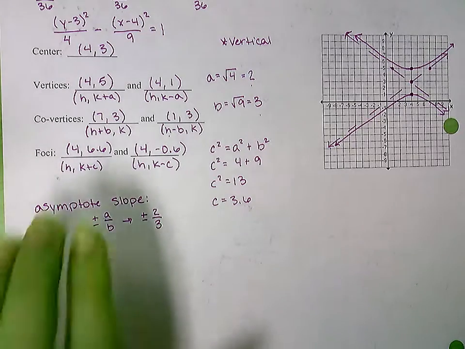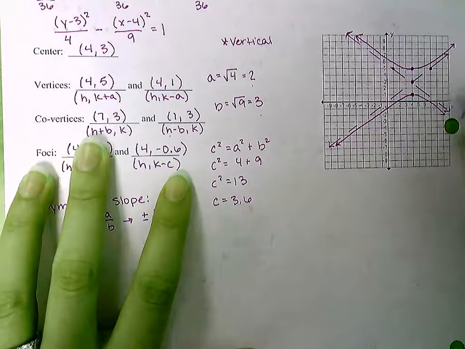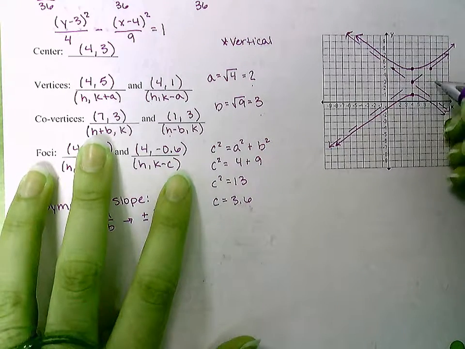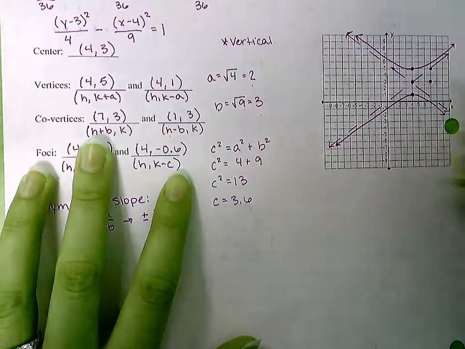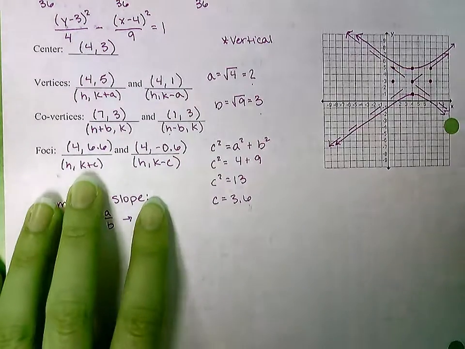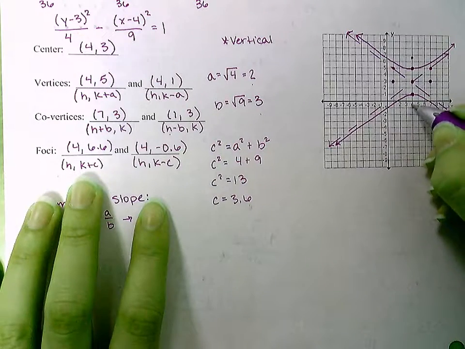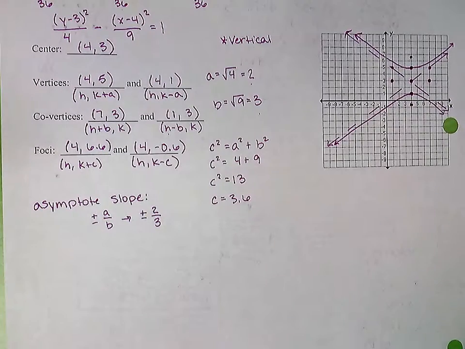Okay, and then you can just finish plotting your covertices and your foci points. So our first covertice is at 7, 3. And the second at 1, 3. And then my foci points at 4, 6.6 and 4, negative 0.6. Okay, your foci points should always be kind of inside that hyperbola. Okay, they shouldn't be floating off to the side like your covertices do. Should always be within that hyperbola.